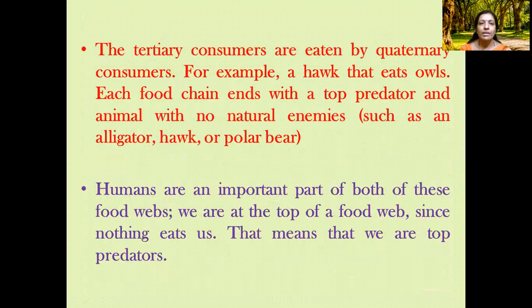Now, you have already seen that tertiary consumers are eaten by the quaternary consumers. So, each food chain ends with a top predator, that is an animal which has no other natural enemies or which is not eaten by any other animal. Generally, human beings are an important part of these food webs because we are at the top of every food web, since there is no other animal which eats us. That means humans are the topmost predators.